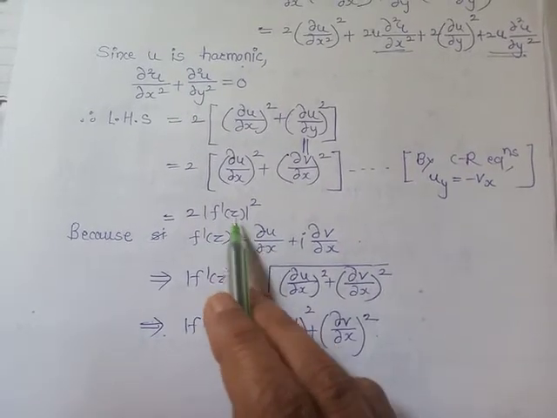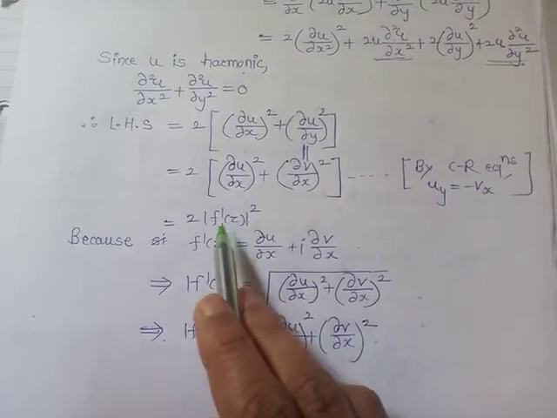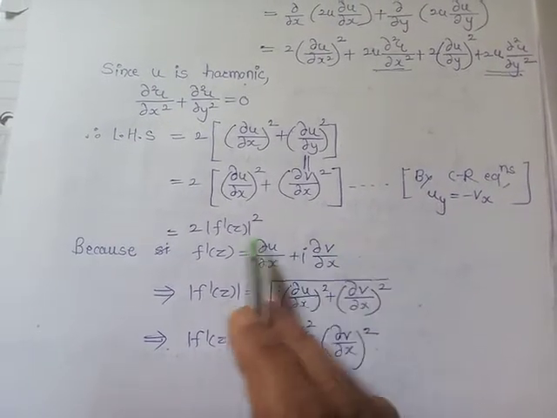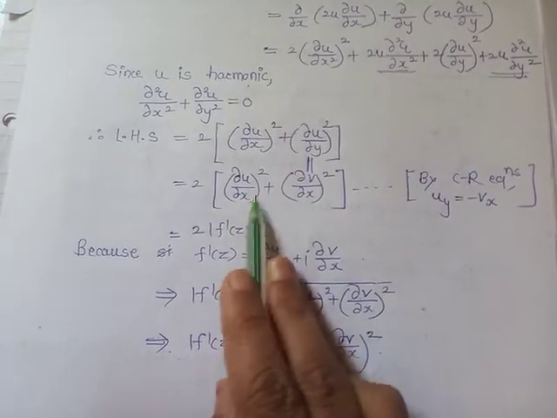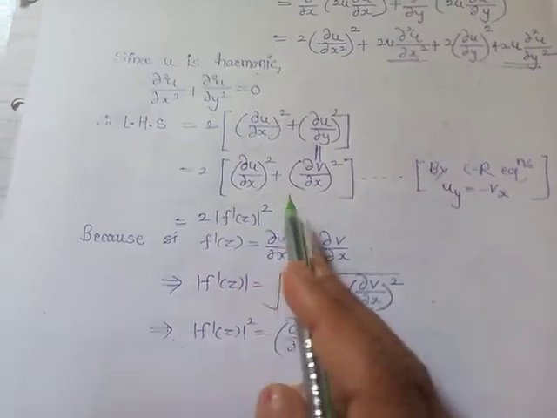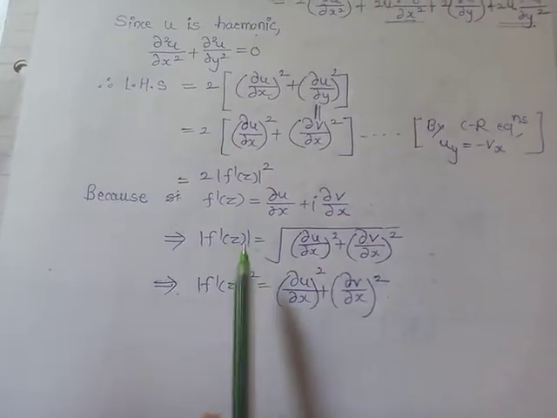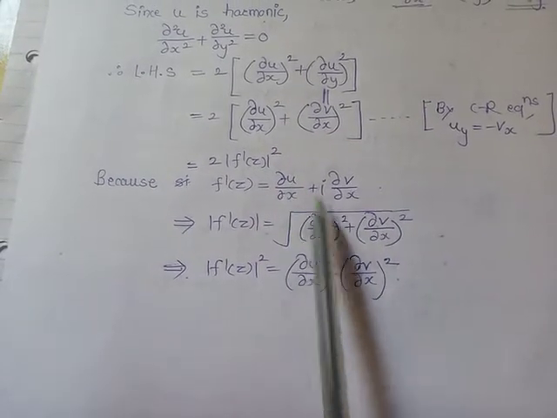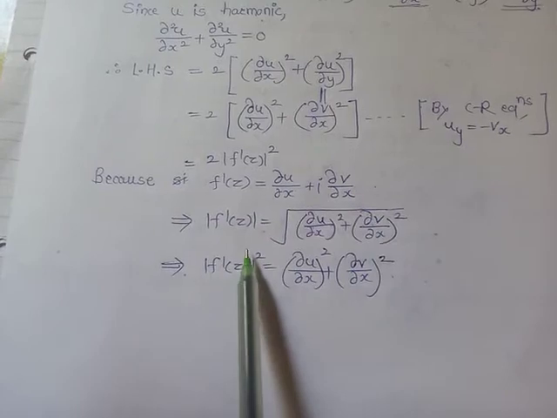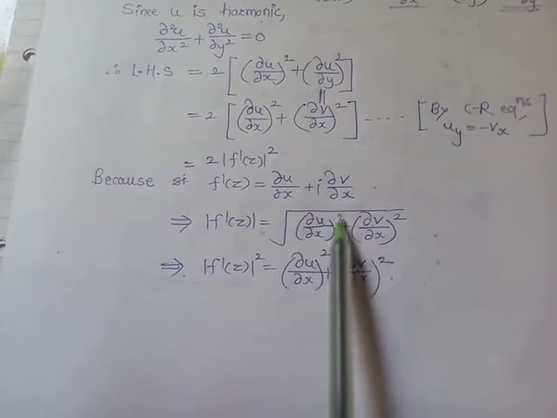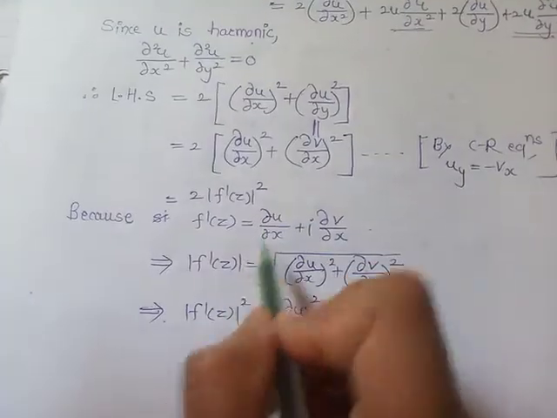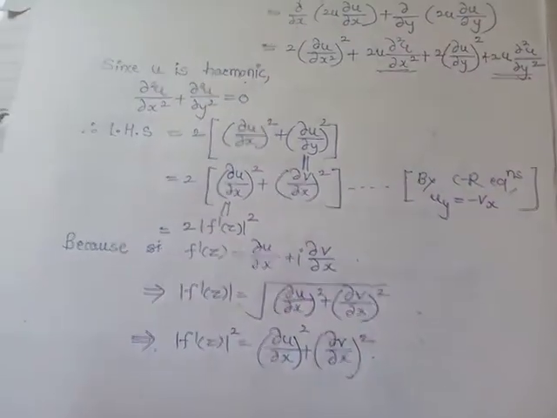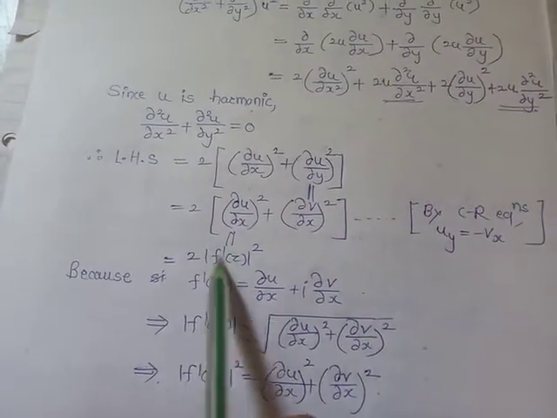Just now in previous problem we have studied that modulus of f dash z will be under root ux square plus vx square. So if we make squares, then we can write in this way, these two are equal. This is the justification. f dash z is ∂u/∂x plus i ∂v/∂x. So mod will be under root real part square plus imaginary part square. So modulus square becomes, we have to remove square root. So this is the justification for these two terms being equal. So this is what we have to prove.